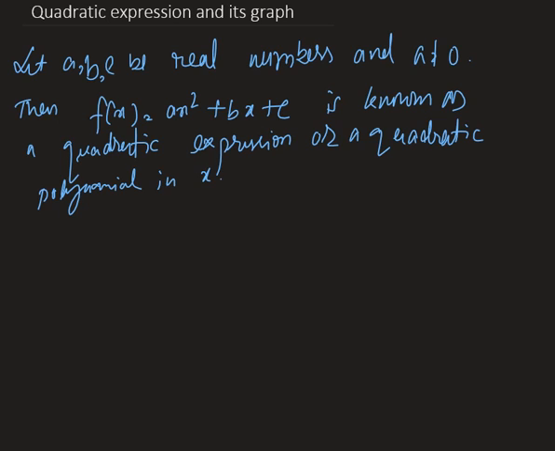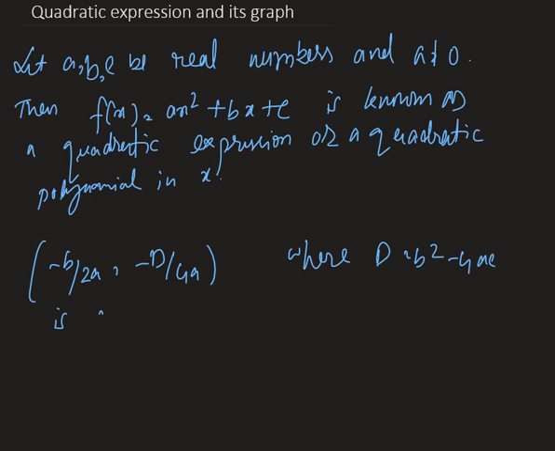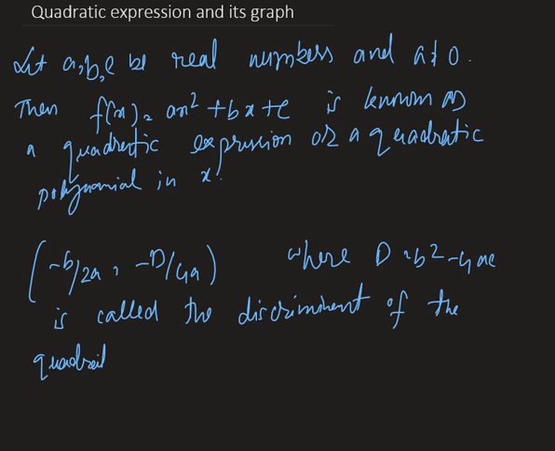The shape of the curve is a parabola having vertex at minus b by 2a, comma minus d by 4a, where d is equal to b square minus 4ac, and it is called the discriminant of the quadratic polynomial.